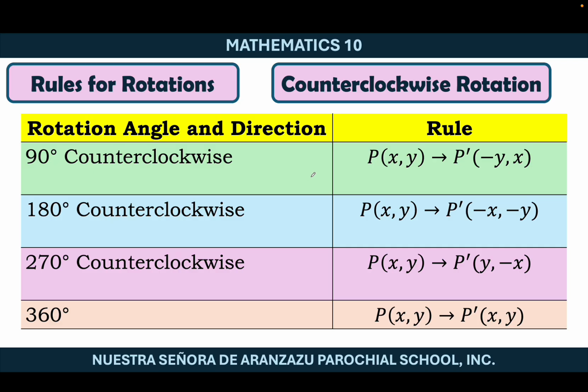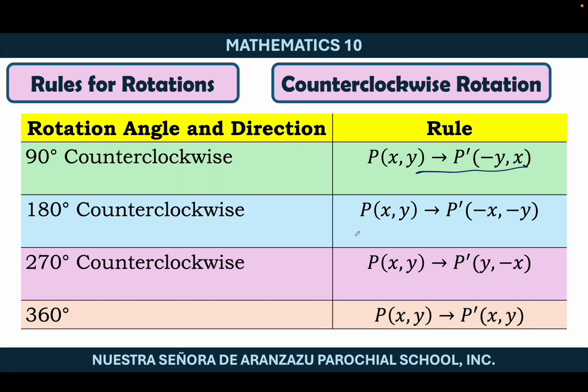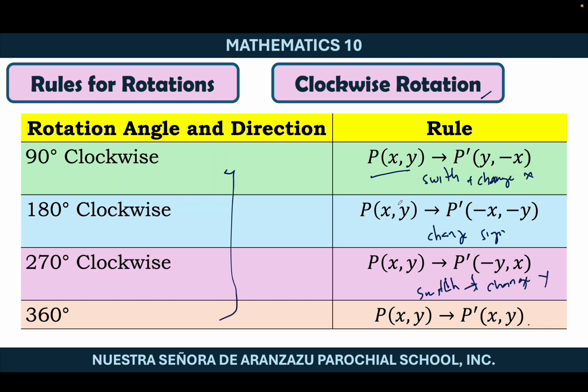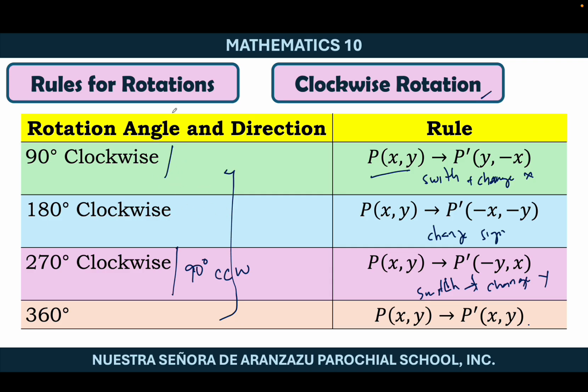Now, for counterclockwise naman, observe this one. 90 degrees counterclockwise, ito yung rule natin. Alin yung same niyan dito? Okay, itong 270 clockwise. So, ibig sabihin, ang rule natin for 270 clockwise is the same as 90 degrees counterclockwise. And ang rule natin for 270 degrees counterclockwise is the same as rule ng ating 90 degrees clockwise.